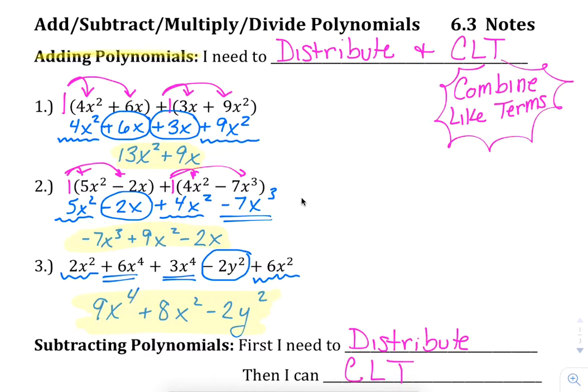Take a second, pause the screen if you need to. We're going to move on to subtracting.